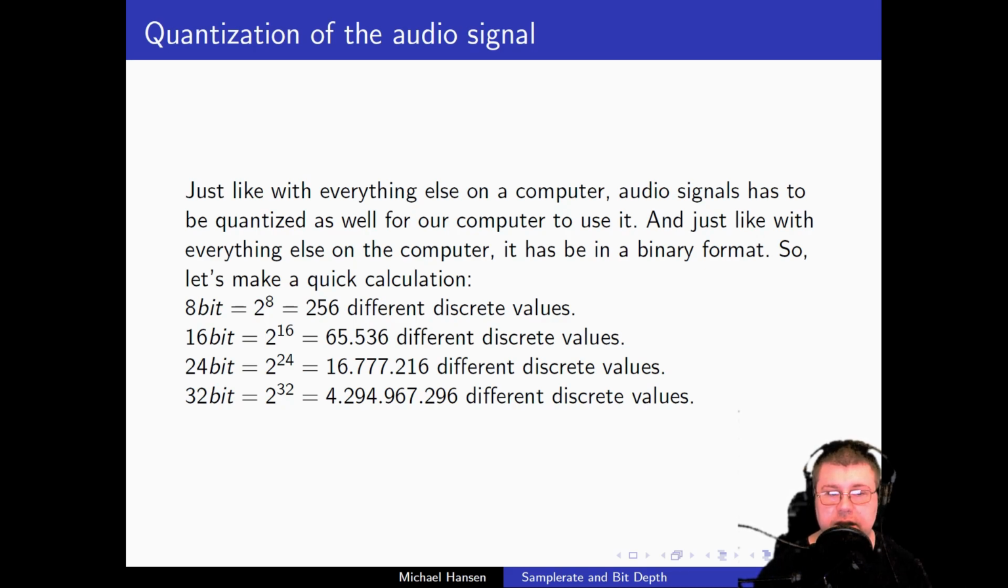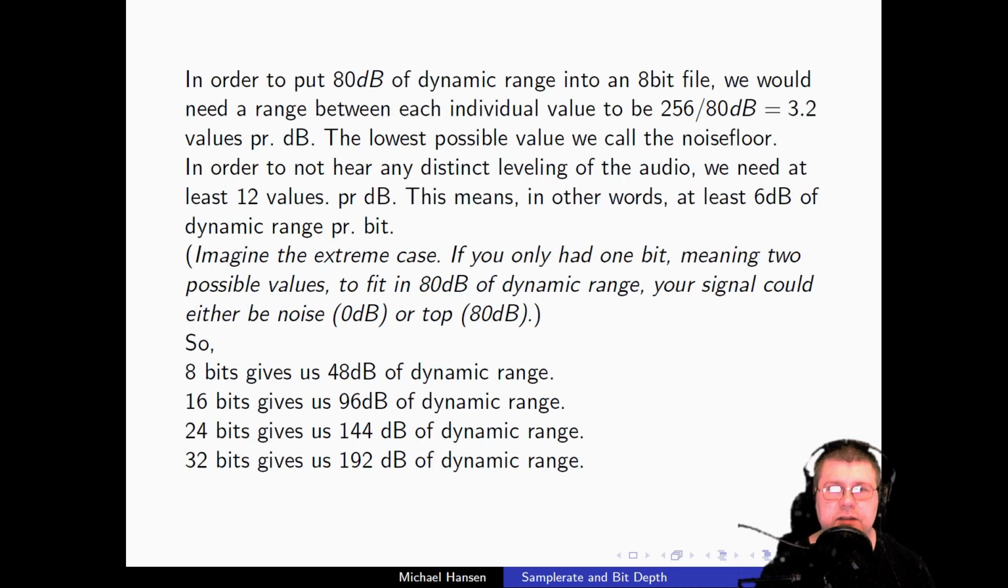For 16-bit, that would be 65,536 different values. 24-bit, around 16 million different values. And again, for 32-bit, around 4 billion different discrete values that we can work with. How does that relate to audio? Well, let's say in order to put around 80 decibels of dynamic range into an 8-bit file, we will need a range between each individual value to be around 3.2 values per decibel.